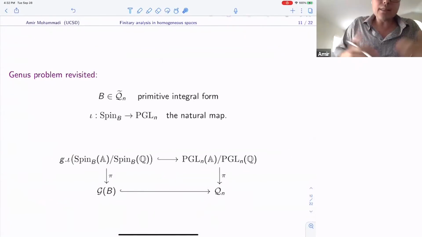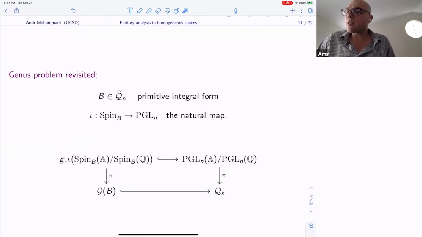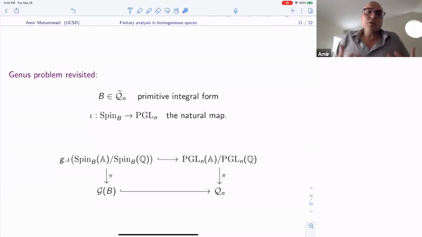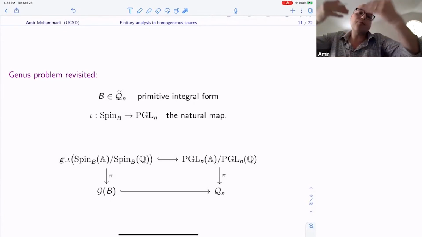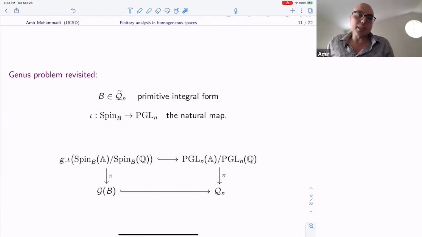So again, let's give ourselves a quadratic form. I have the spin group of the quadratic form. This one has a natural map to PGLn. I have the genus of B sitting in Qn. In dimension 2, the genus has a group structure. Somehow this is nice, but in higher dimension there is no group structure. You can't compose integral forms. However, the genus still has some hidden symmetries. These hidden symmetries are given as a cover. So you have a covering of this genus by a big homogeneous set.